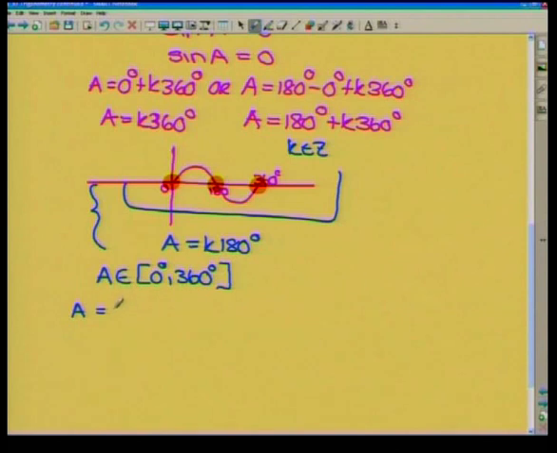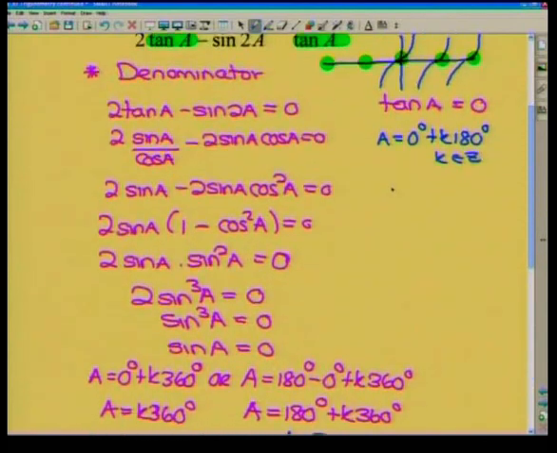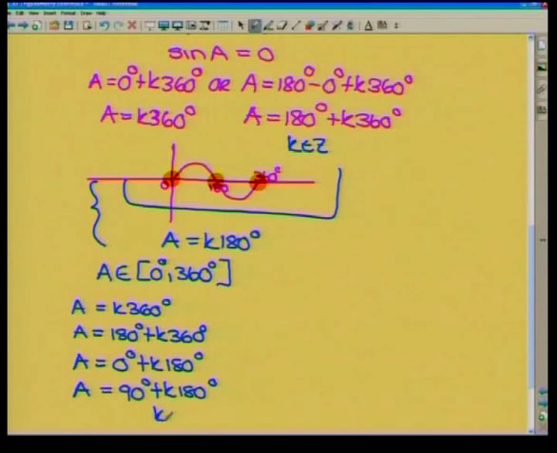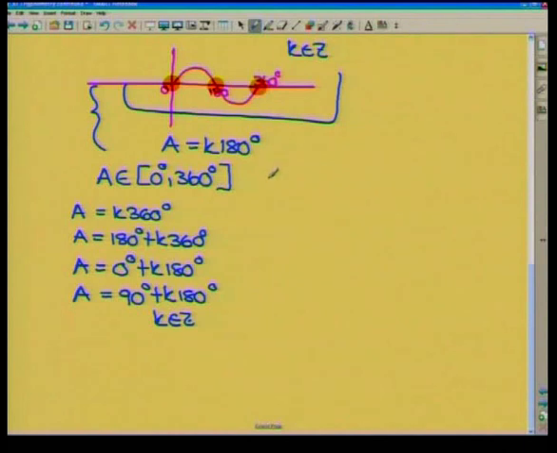We have A equal to K 360. We have A equal to 180 degrees plus K 360. From the tan one, we have 0 plus K 180. So A equals 0 degrees plus K 180. And of course, from the asymptote, we have A equals 90 degrees plus K 180. All of these are K an element of Z. So let's pull them together now and get a solution. So A would be an element of.